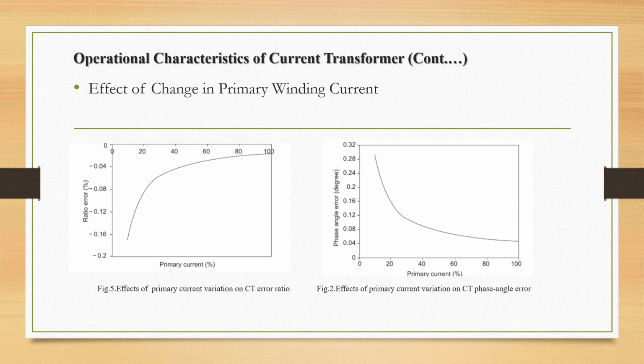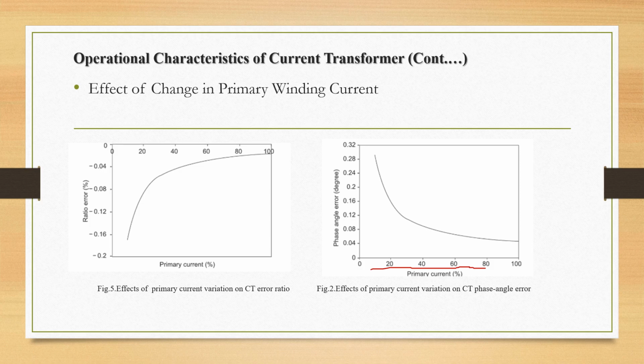So if the primary current decreases, the magnetizing current will be high. As a result, the phase angle error will be high. Again, vice versa, if the primary current increases, the magnetizing component will decrease, and as the magnetizing component decreases, the phase angle error will decrease. Here, primary current is decreasing in nature.